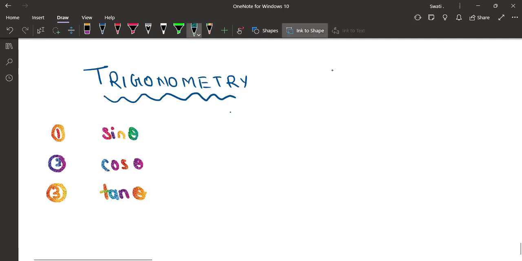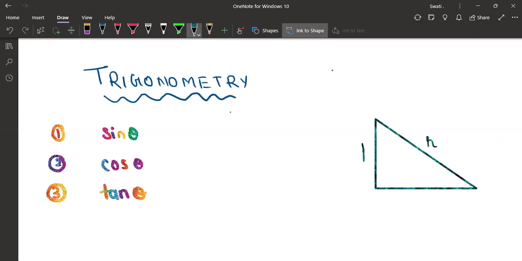So we always talk about a right angle triangle, right? In which, of course, you know that this is your hypotenuse, this is your perpendicular, and this is your base. What is the formula? Sine theta. Do you remember the trick that I had explained? Use that trick and tell me what will be the formula for sine theta.